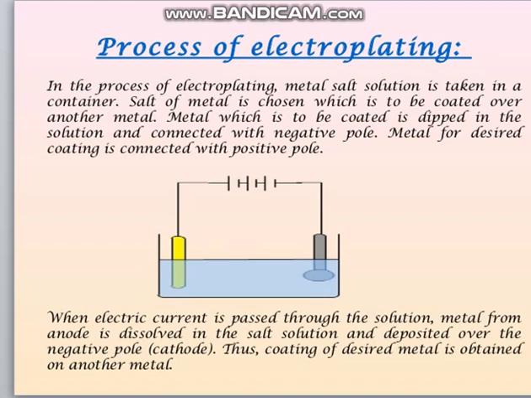Now, another material which is required, that is electrolyte. So, as electrolyte we have to take the salt solution of the metal which we are using as anode. Again, I am repeating, the aqueous solution of the salt of which metal? The metal which we are using as anode, the metal whose layer we want to make over the another metal. That metal's salt solution has to be used as electrolyte.